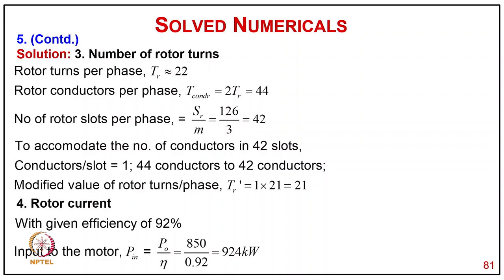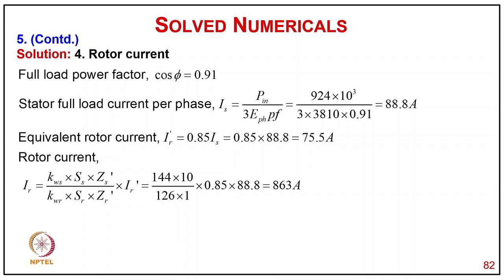To accommodate the number of conductors in 42 slots, conductor per slot is 1, and 44 conductors to 42 conductors are converted to modify the value of turns per phase, TR, which is equal to 1 into 21. So the rotor current is now found with the given efficiency of 92%. The input power to the motor, P in, equals P upon efficiency, which comes to 94 kilowatt, and the full load power factor is 0.91.